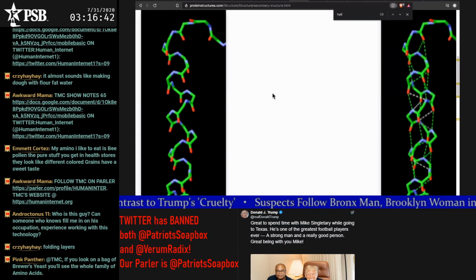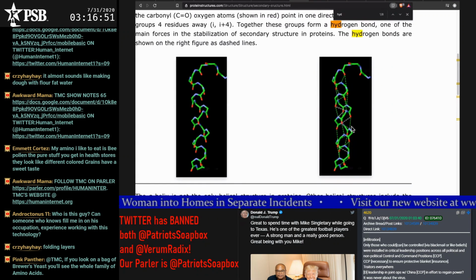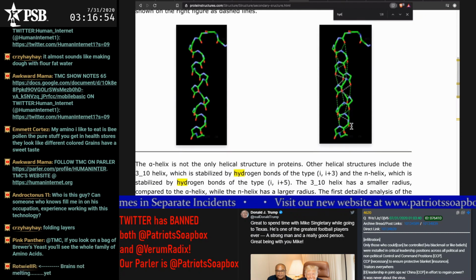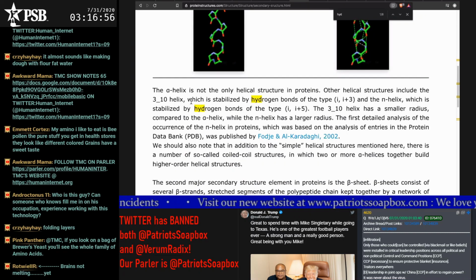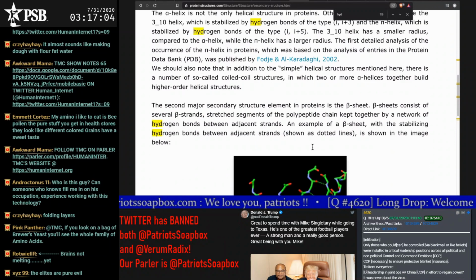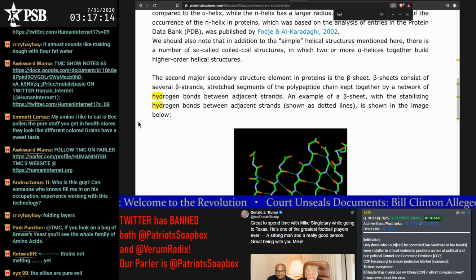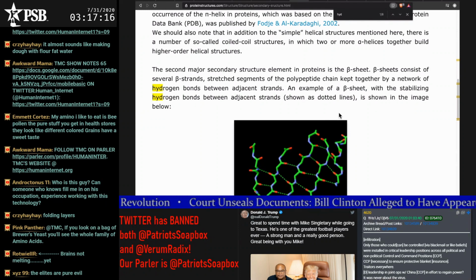And what does this look like? So you've got DNA that's made in a double helix, and then it folds over. And these hydrogen bonds are what bend and shape these things into different proteins. So helical structures include the helix, and it's stabilized by hydrogen bonds. It says here that these polypeptide chains are kept together by a network of hydrogen bonds between adjacent strands. The stabilizing hydrogen bonds between adjacent strands are shown as dotted lines.